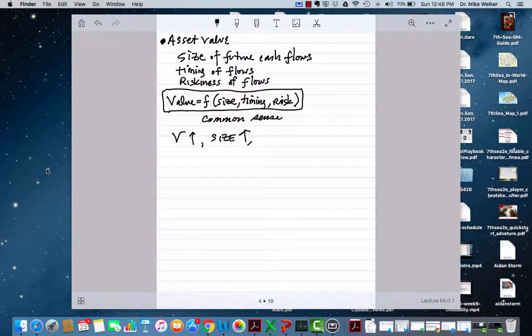Also, if the cash flows come sooner than later. And also, again, everything else equal, if the future cash flows are less risky.